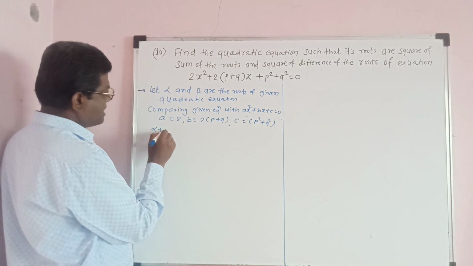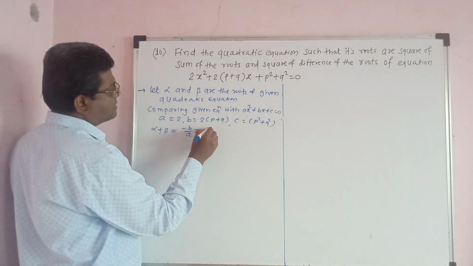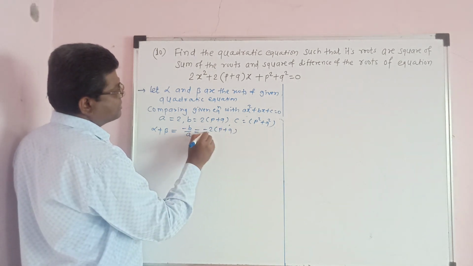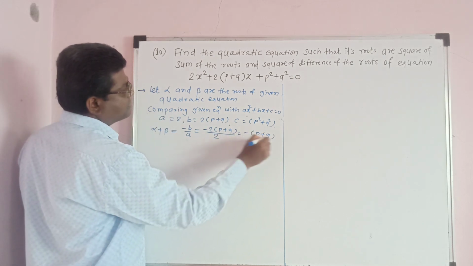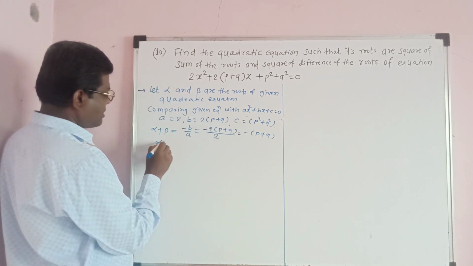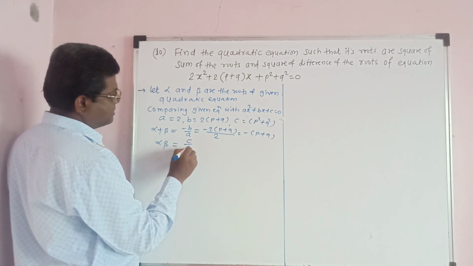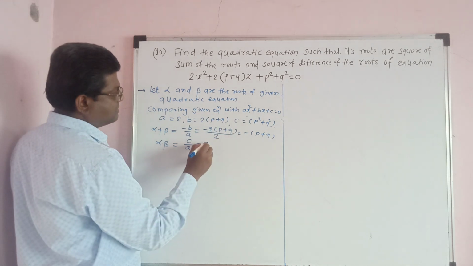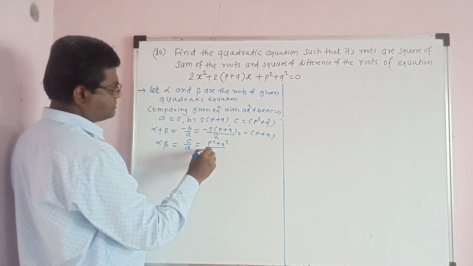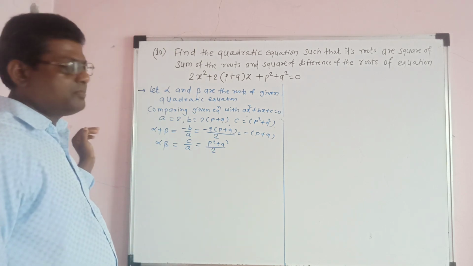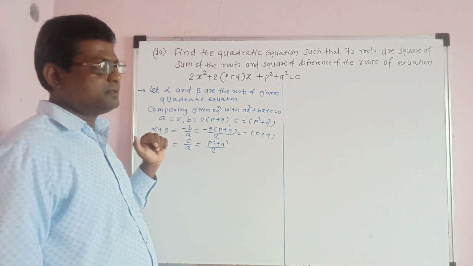Now the sum of the roots, alpha + beta, is equal to -b/a, that is -(p + q) upon 2 times 2, and the 2s get cancelled, so it is -(p + q). The product of roots of this quadratic equation, alpha times beta, is equal to c/a, that is (p² + q²)/2. This is the sum and product of roots of the given quadratic equation.